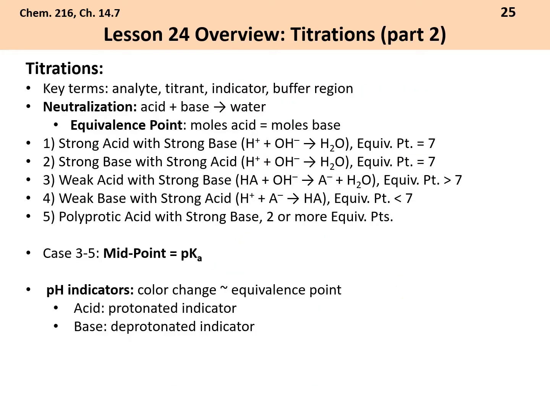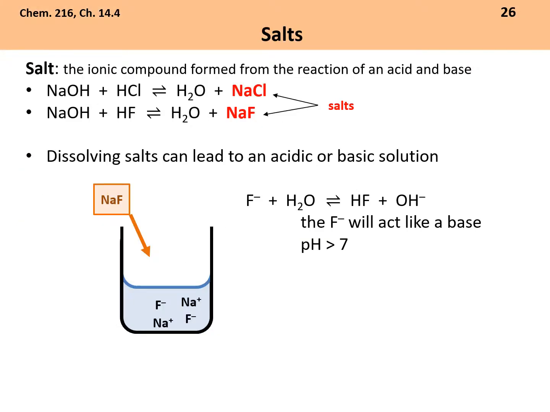So that's it for the titration part of lesson number 24. We went through 5 cases for titration. You should know these 4 definitely. Polyprotic, you really only need to be able to say, if I have diprotic, I'll have 2, and if it's triprotic, I'll have 3. And then we talked about pH indicators. The last thing I want to talk about briefly is just a few other things on acids and bases.